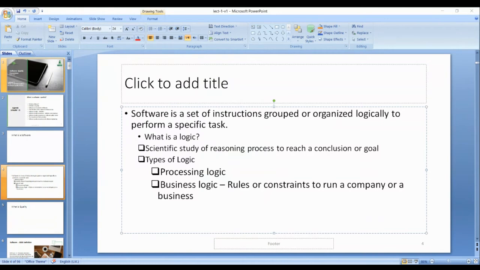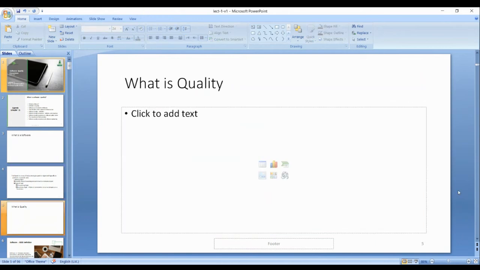Okay. Now we have understood that software is a set of instructions organized logically. So logic is very important. Your program will not work without logic. So we have processing logic and the business logic I covered. Now I move to quality. How to define quality? The next word of our course.